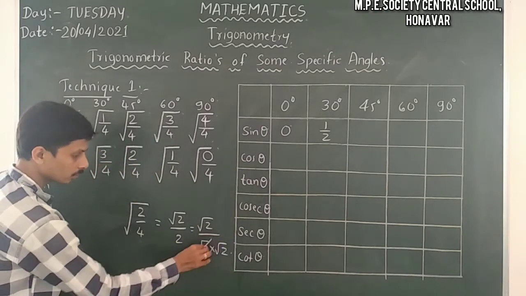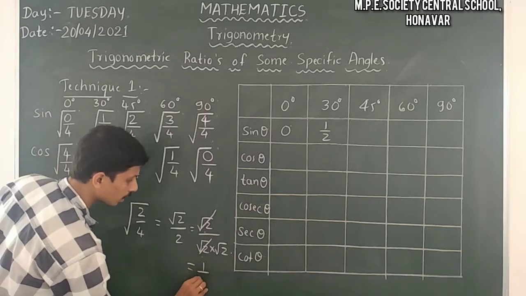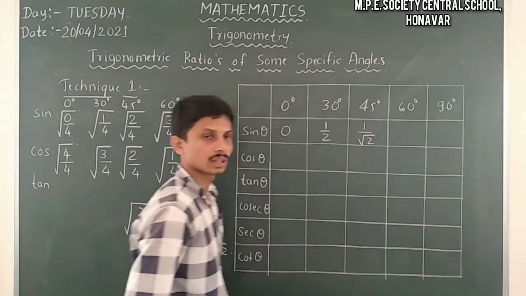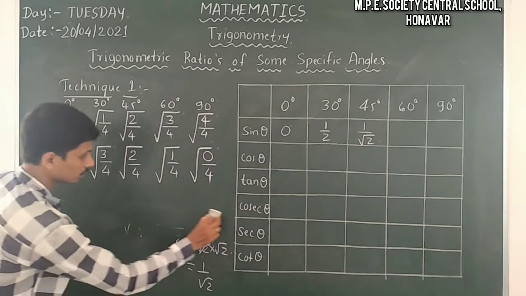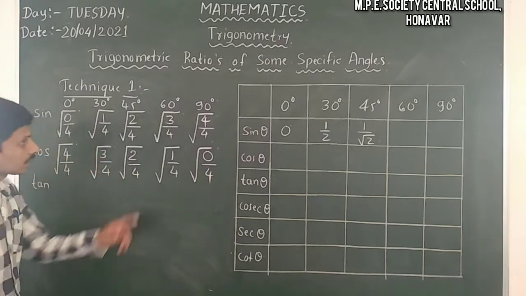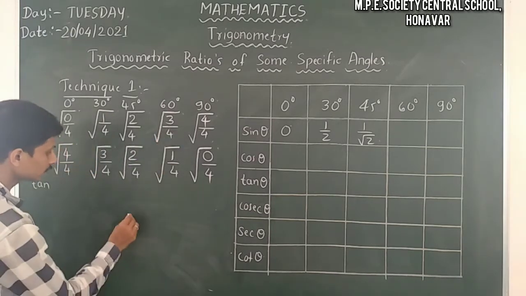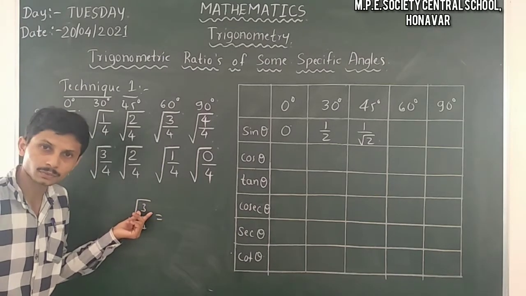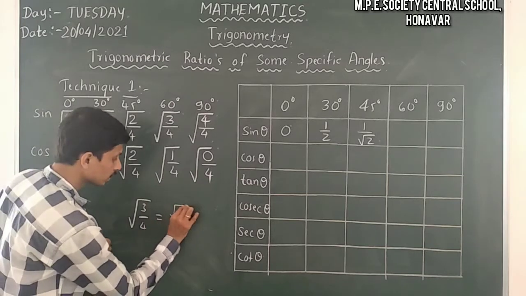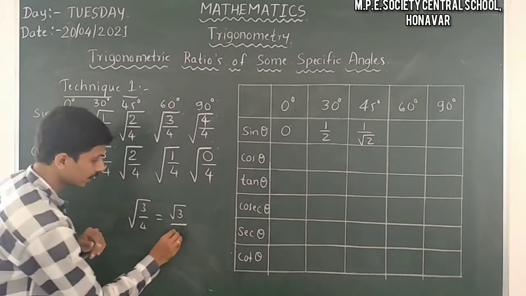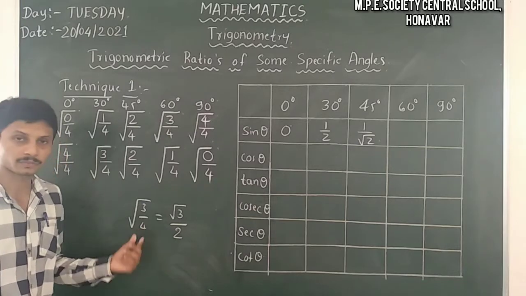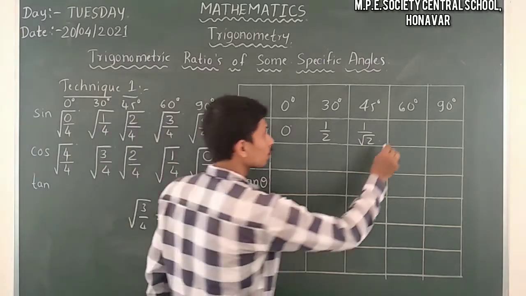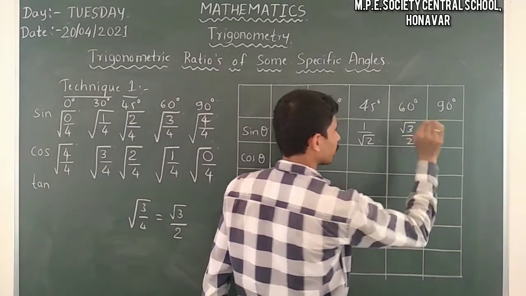Then the root 2 cancels, and the result will be 1 by root 2. So the answer here is 1 by root 2. Then let us move on to this one, root 3 by 4. That is root 3 divided by 4. Here 3 is not a perfect square, but 4 is a perfect square. That's why it stays root 3, and here we are having 2 only. When we take the square root of 4, you are getting 2 here. That is root 3 divided by 2.